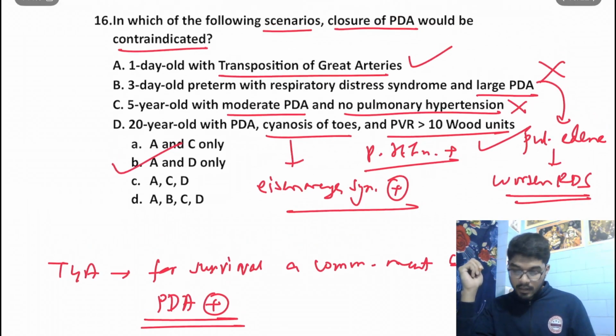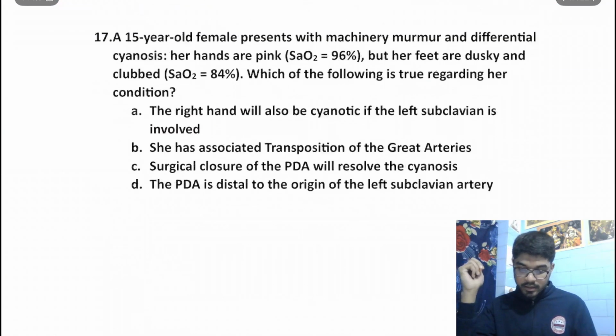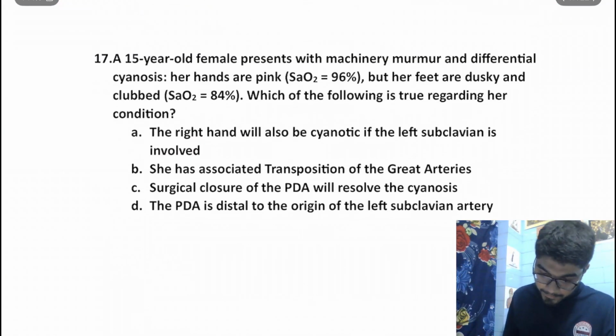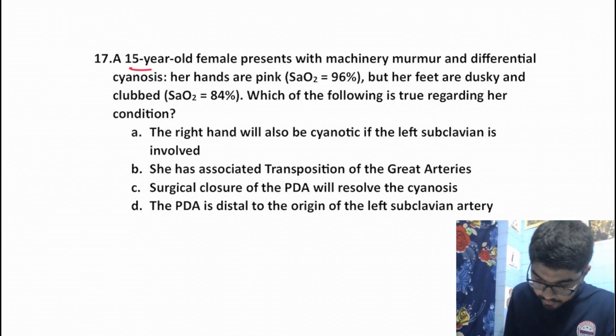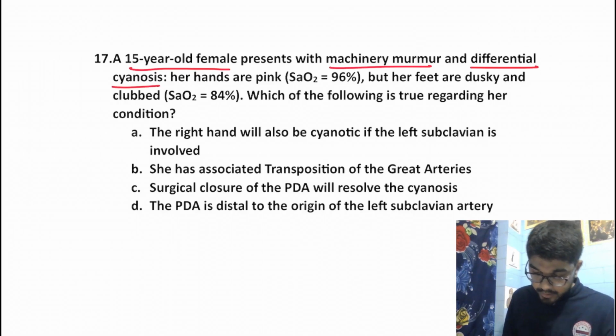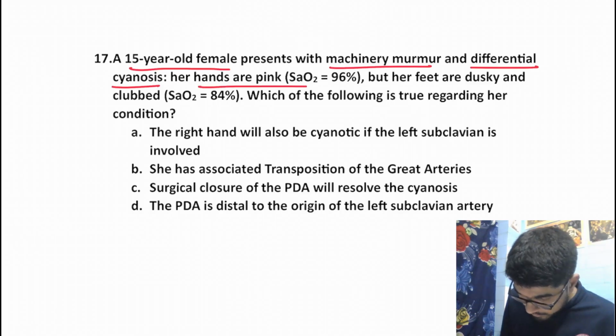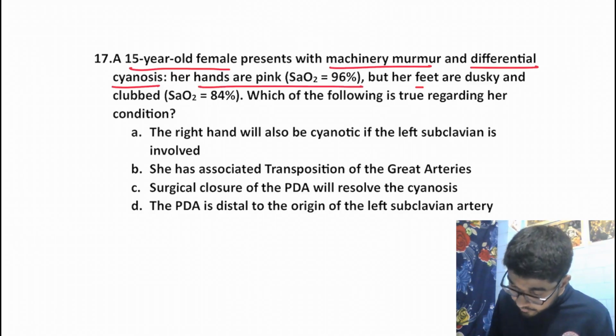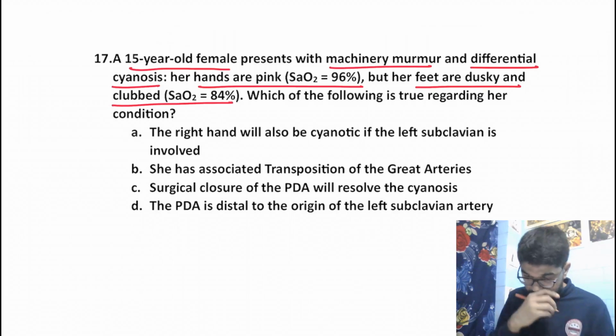Okay. Moving on to the next question. Now, a 15-year-old female presents with a machinery murmur and differential cyanosis. Her hands are pink with a saturation of 96, but her feet are dusky and clubbed with a saturation of 84.